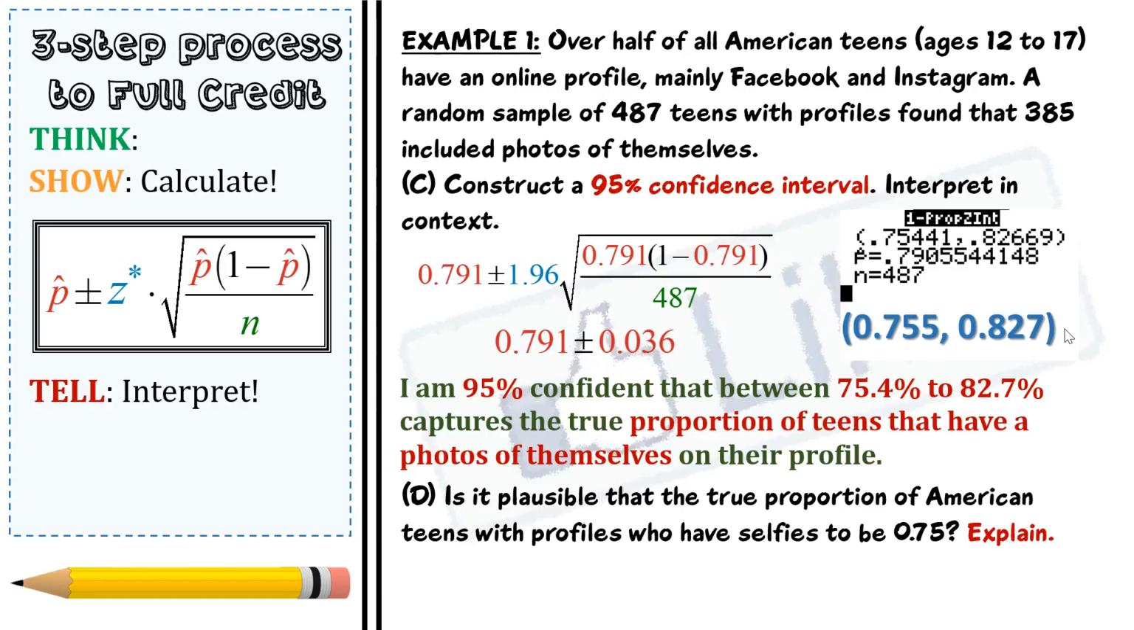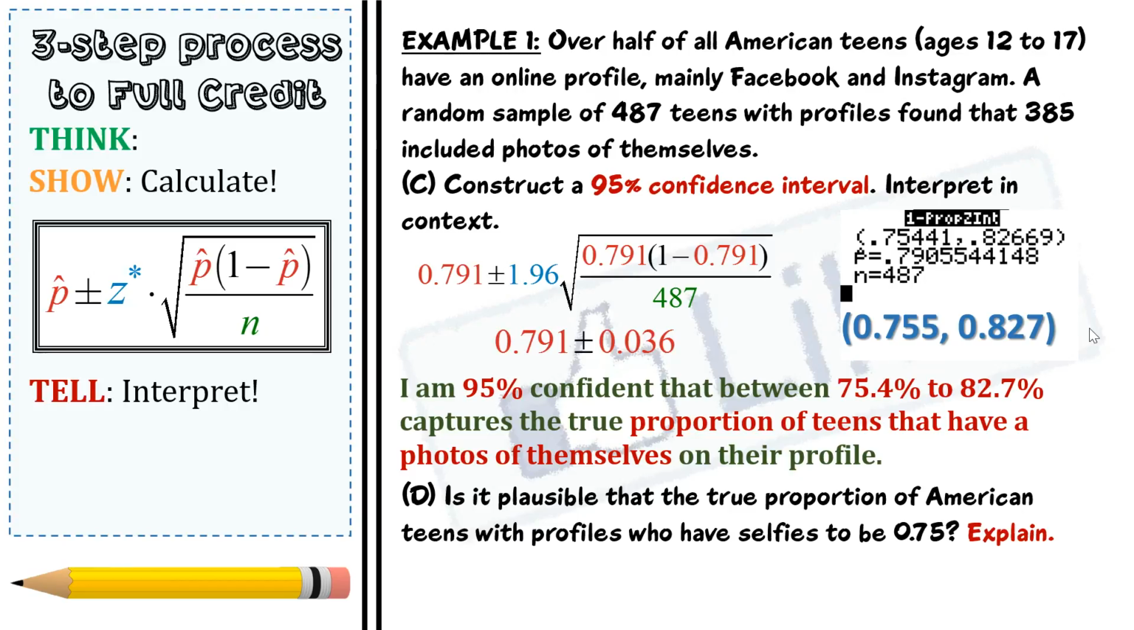And interpret. So what this really is saying is that I am 95% confident that somewhere between 75.4% to 82.7% captures the true proportion of teens that have a photo of themselves. Again, somewhere in there, 95% confident that the true proportion is in there. Think of it like casting a very big net into the ocean and you're trying to capture the fish, the white whale if you want to, but hopefully not, because that would be a very big net. But again, it doesn't matter. You're just trying to throw it into the ocean, hoping that you capture it. You don't always, but we're 95% confident that we did.